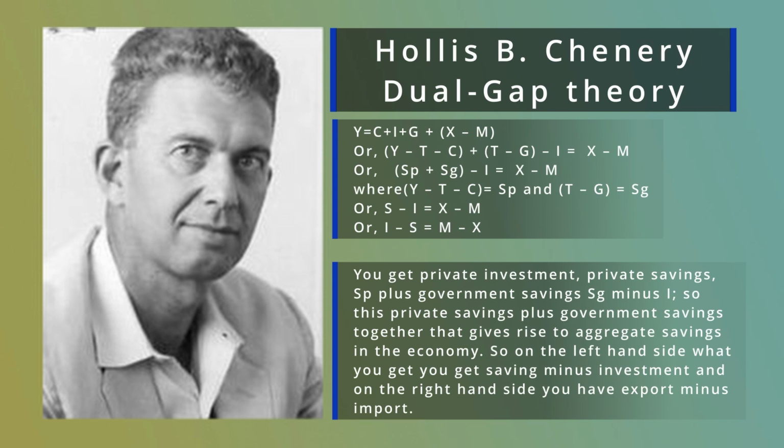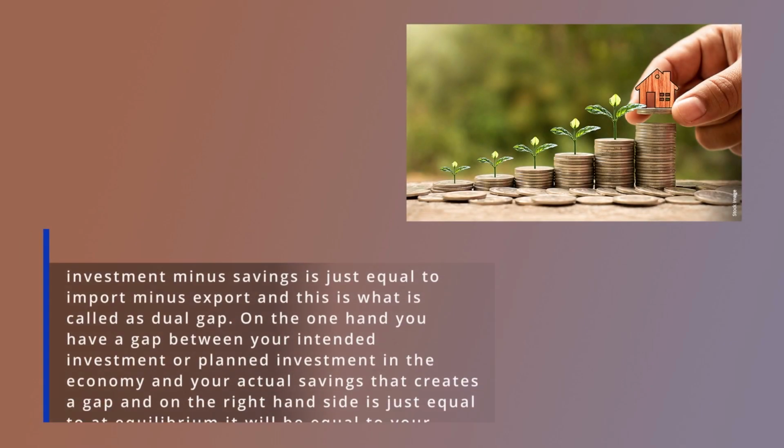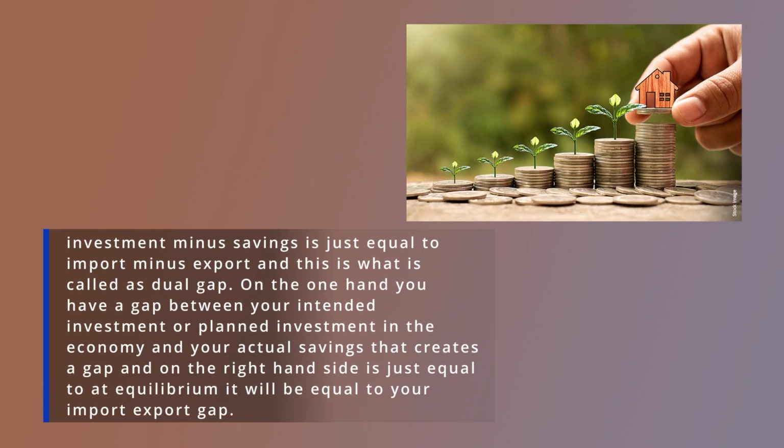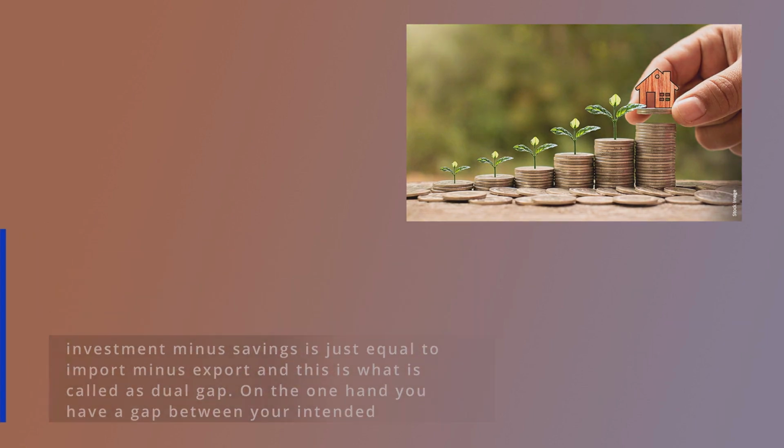So private savings plus government savings together give rise to aggregate savings in the economy. On the left-hand side you get saving minus investment, and on the right-hand side you have export minus import. Alternatively, you can say investment minus savings is just equal to import minus export, and this is what is called the dual gap. On the one hand you have a gap between your intended or planned investment in the economy and your actual savings, and at equilibrium this will be equal to your import-export gap.